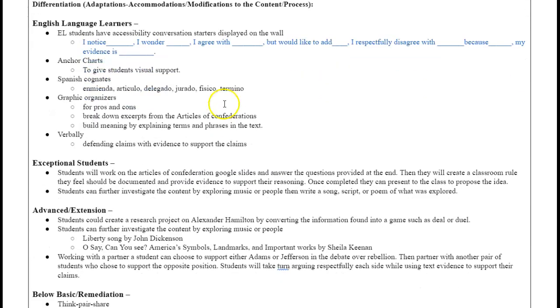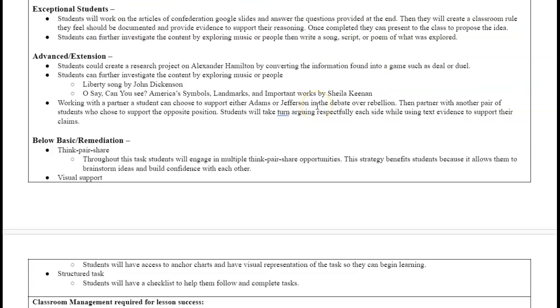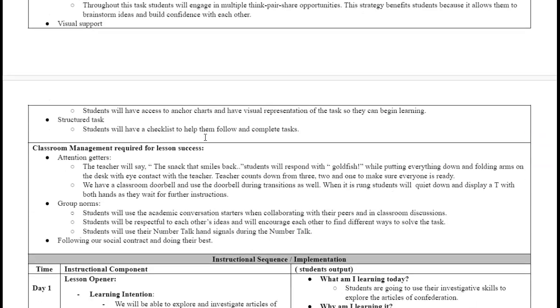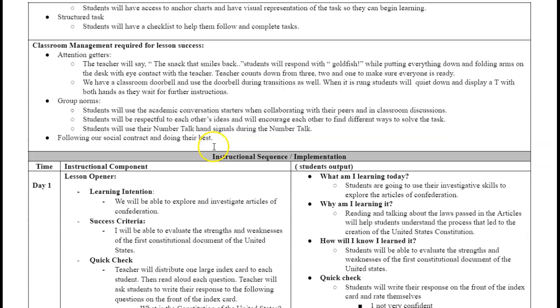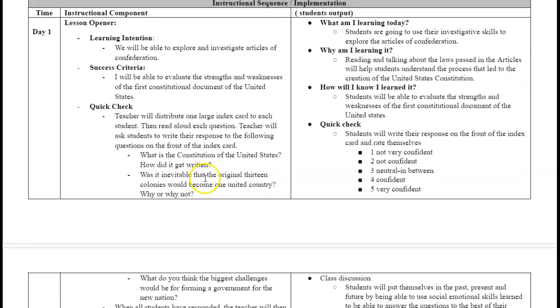So I do have some Spanish speakers, and I do have some words in Spanish to translate. I do have some sentence starters that can actually help them when it comes to discussing, and of course graphic organizers that will help them. I have exceptional students, advanced extension, and I also have below. So I have different strategies to help each one as needed. My classroom management are a simple attention getter, group norms, and our social contract.